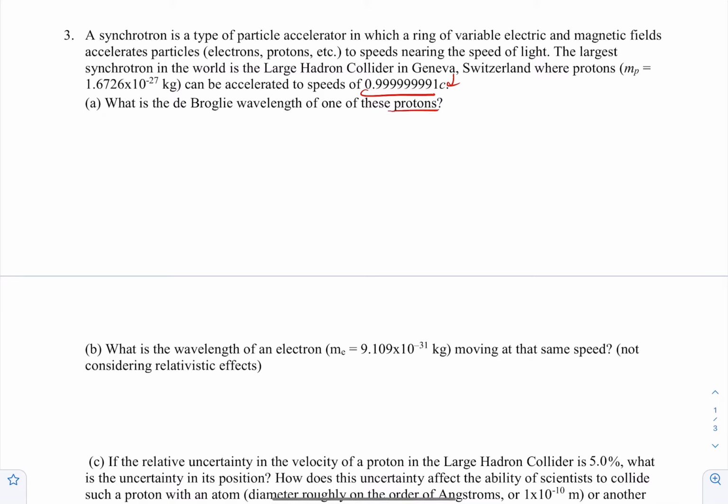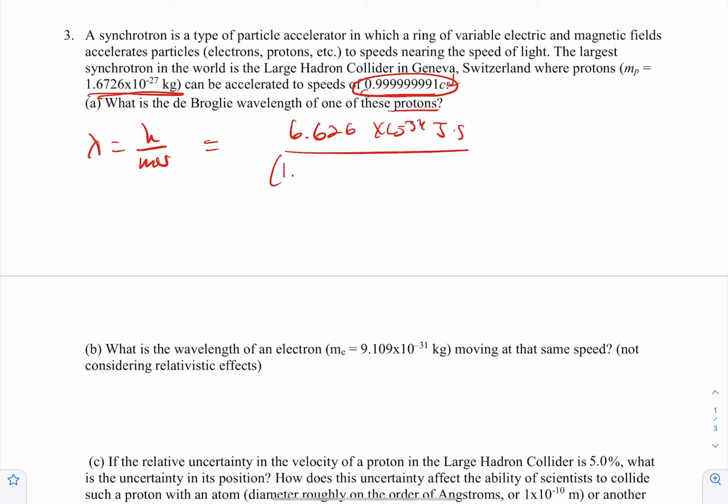Okay, so the proton must have mass, so here's the mass. What speed are they moving at? This speed. So I know that my handy equation is h over mv, and in this case I'm going to say 6.626 times 10 to the negative 34 joule seconds over 1.6726 times 10 to the negative 27 kilograms, times the velocity, which is going to be 0.99999991, times the speed of light, which in this case I'll just use 3 times 10 to the 8th meters per second.